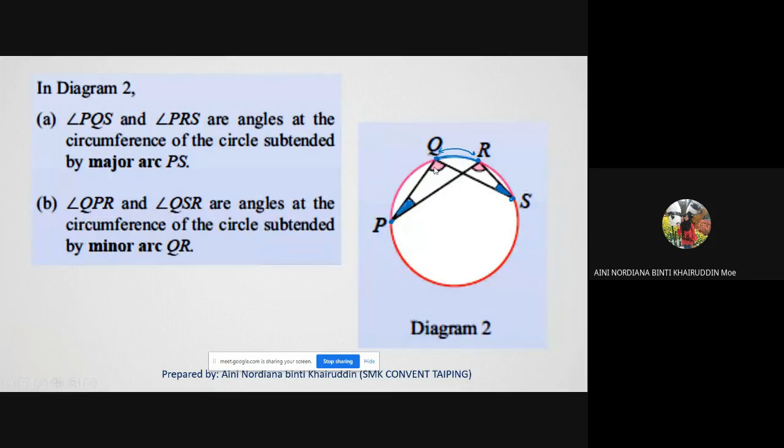Basically, it's simple. Let me draw for you. If you have a circle, and then you have an arc here, let's say this is AB. So this is arc AB.